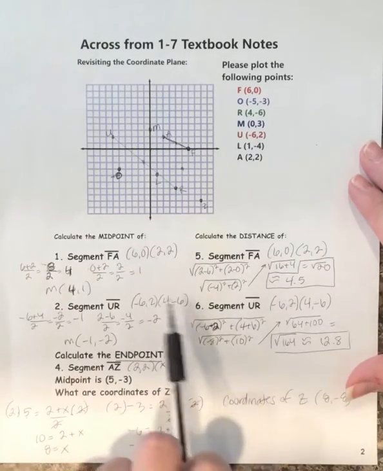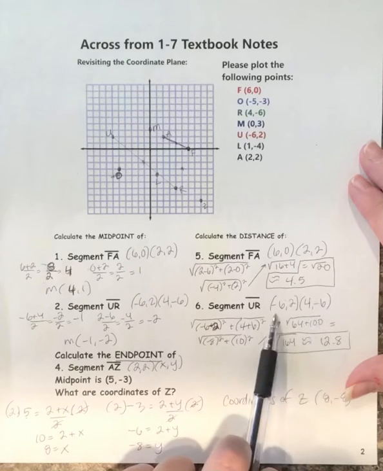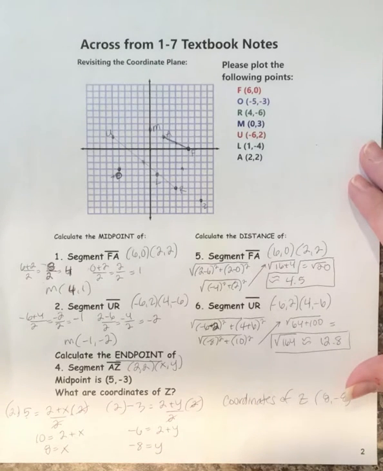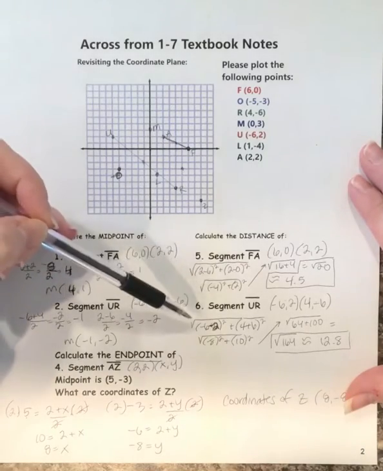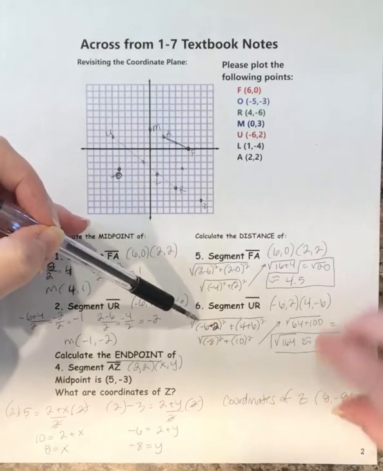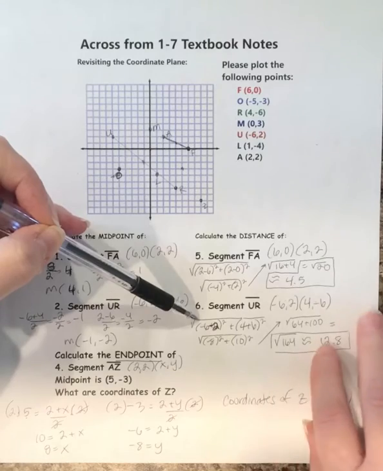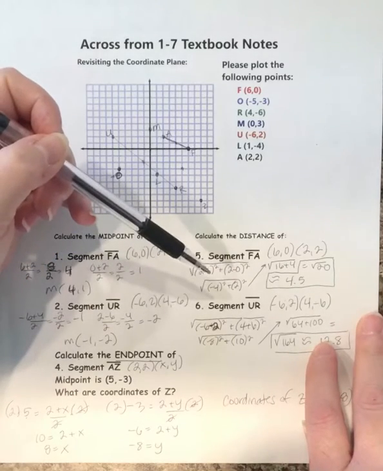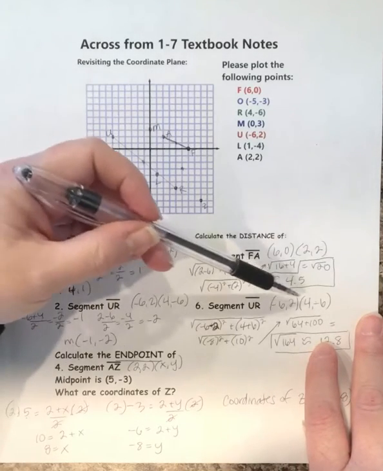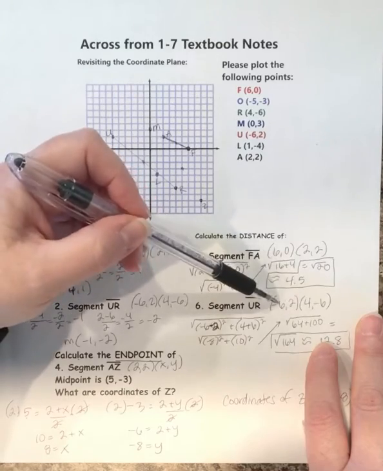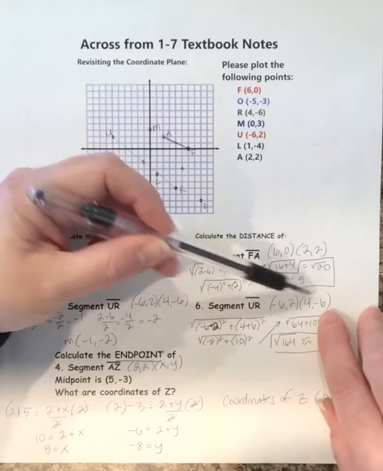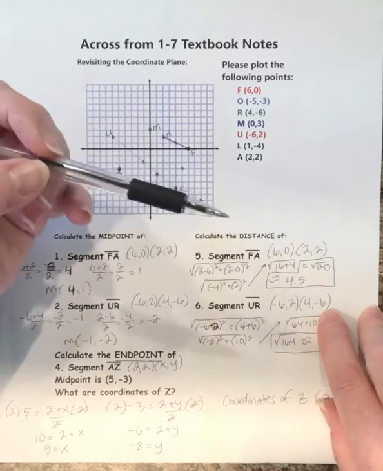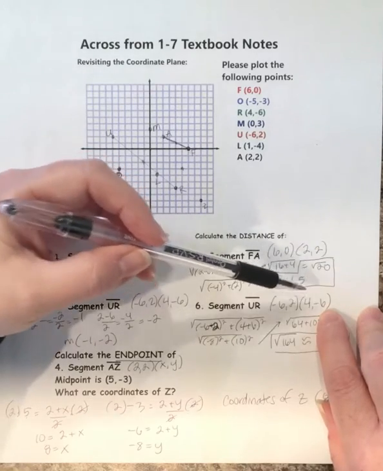Segment UR, again, I'm using the same coordinate points. I just have to be a little bit more careful with this once I start to have negatives involved. So I'm taking the difference of my x coordinates. Actually, I think I did the y's first on this one. But it just goes to show you it doesn't really make a difference, okay?